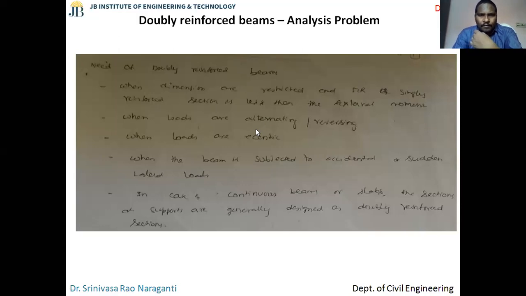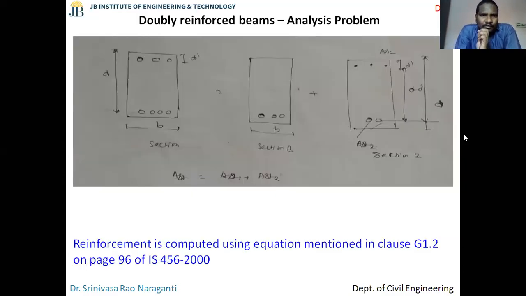Okay, now let us look at the section, guys. Doubly reinforced beam. How do we do the design? So what is the doubly reinforced beam? Just a moment, guys.